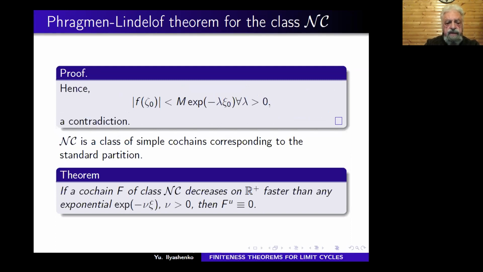But in this case, the modulus of f at z0 is smaller than m multiplied by exponential of negative lambda times psi 0. Psi 0 is the real part of z0. And this relation holds for any lambda greater than 0. The modulo of f at z0 is therefore arbitrarily small, and this cannot happen if this modulus is non-zero, a contradiction.